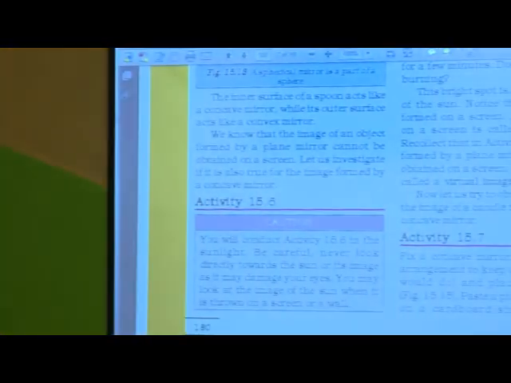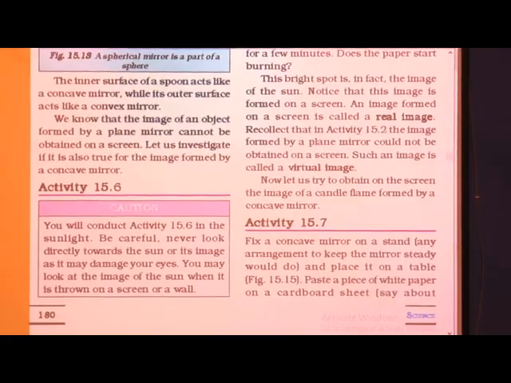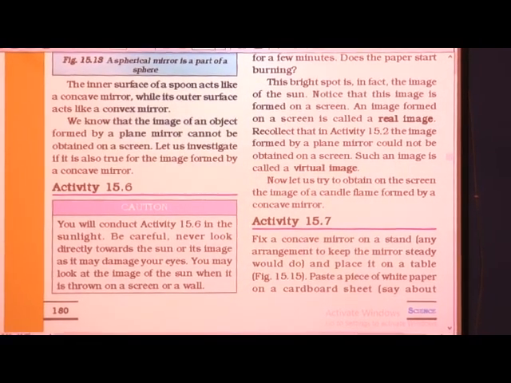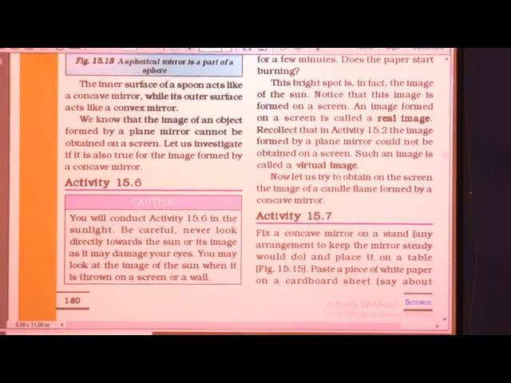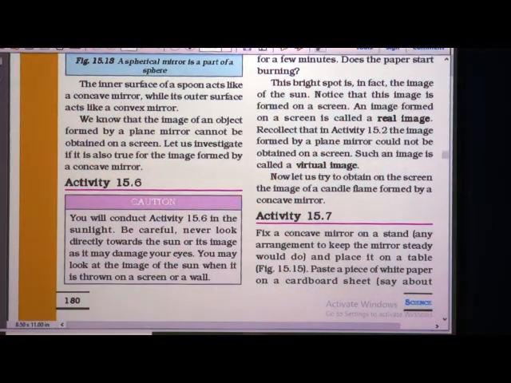Myself Priya teacher, and today we are going to learn lesson number 15 from science subject. Okay, so class 7, we will learn today from light. Lesson number 15, light. In our previous session we discussed the concave mirror and what the use of the concave mirror is. Today we will learn about the convex mirror.